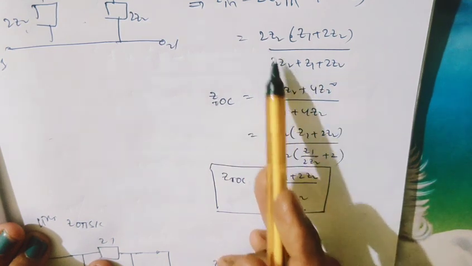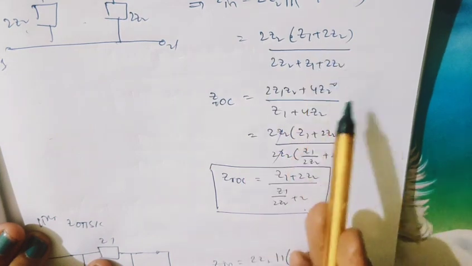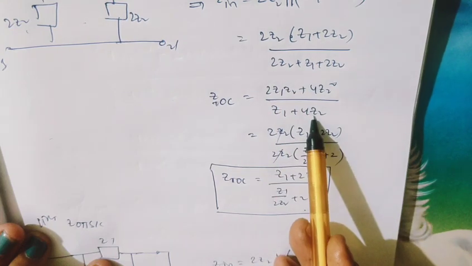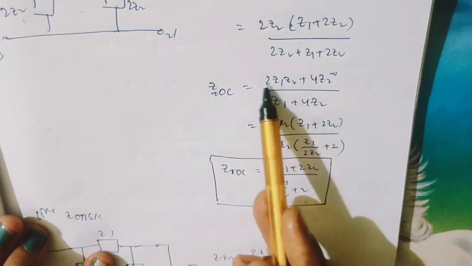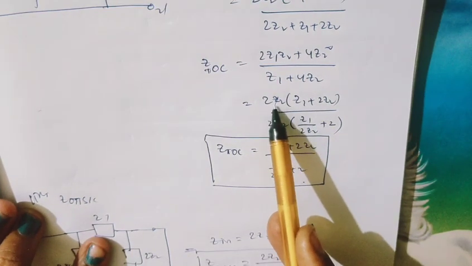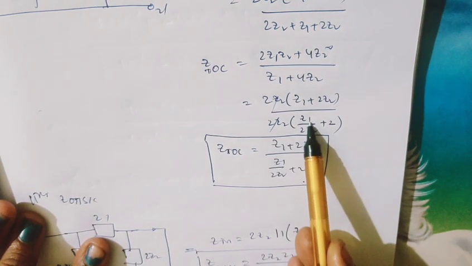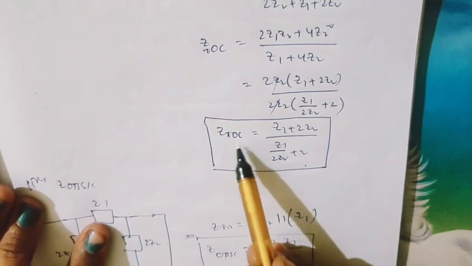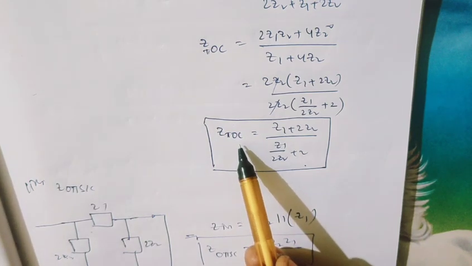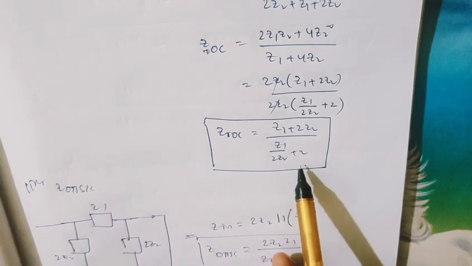So it should be equal to 2Z2 into Z1, meaning 2Z1Z2, plus 2Z2 into 2Z2, meaning 4Z2 square, by Z1 plus 2Z2 plus 2Z2, meaning we'll get 4Z2 here. From these terms 2Z2 is a common term, so I am taking it as a common term. Upon taking this term common, we are getting Z1 plus 2Z2 by 2Z2 of Z1 by 2Z2 plus 2. Therefore the total open circuited impedance of a symmetrical pi section is Z1 plus Z2 by Z1 by 2Z2 plus 2.